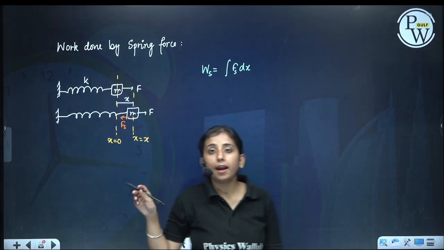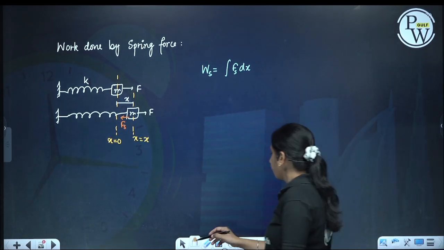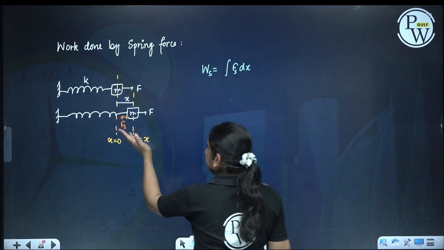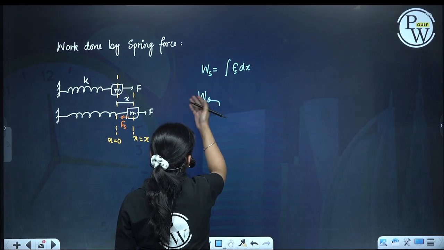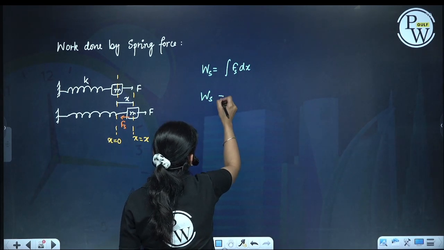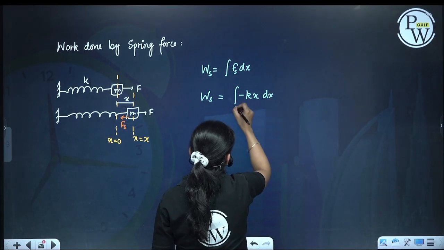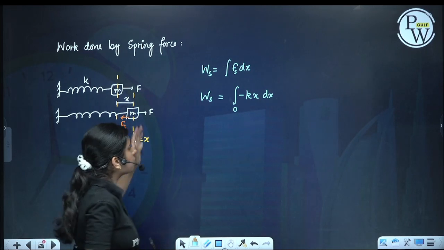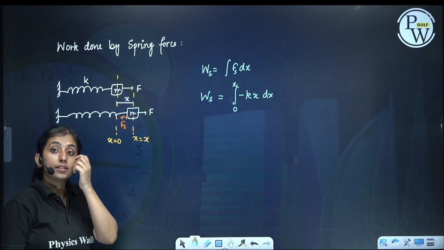Now if we are moving it slowly such that there is no acceleration, what will happen? Fs is acting inwards, F is outwards. So work done by spring force: how much is my value of spring force? Minus kx dx. Limit of x will go from x is equal to 0 to x is equal to x. We displaced it from 0 to x.